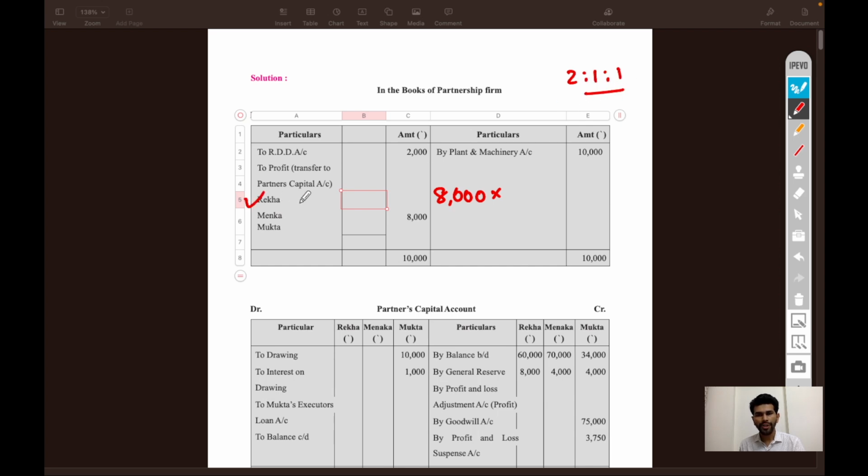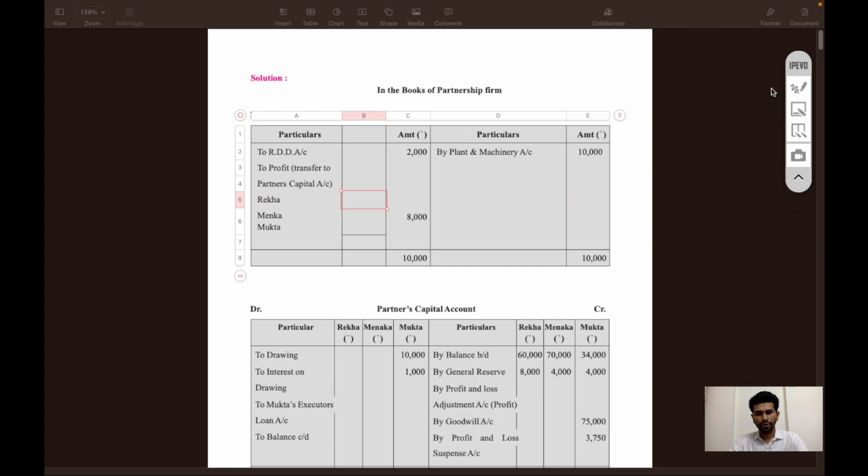So Rekha's share will be 8,000 into 2 divided by 4, that is 4,000 rupees. Similarly, Menka and Mukta's share is half of the share of Rekha. So if Rekha's share in profit is 4,000 rupees, then Menka's and Mukta's share will be 2,000 rupees. So 4,000 rupees for Rekha, 2,000 and 2,000 rupees for Menka and Mukta.